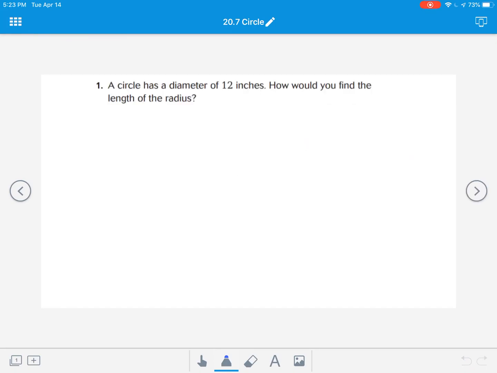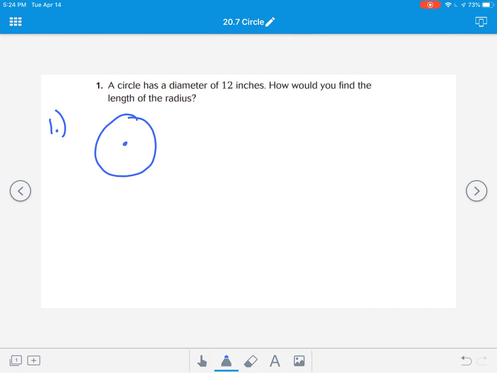So, but in the meantime, let's just start applying the vocabulary. If you're not able to practice making a perfect circle with a compass, don't worry about it. So, number 1, we're going to start applying some of this vocabulary. A circle has a diameter of 12 inches. How would you find the length of the radius? Okay, well, let's draw this out. So, let's draw a circle. It doesn't have to be perfect. Let's draw a dot in the middle for the center.